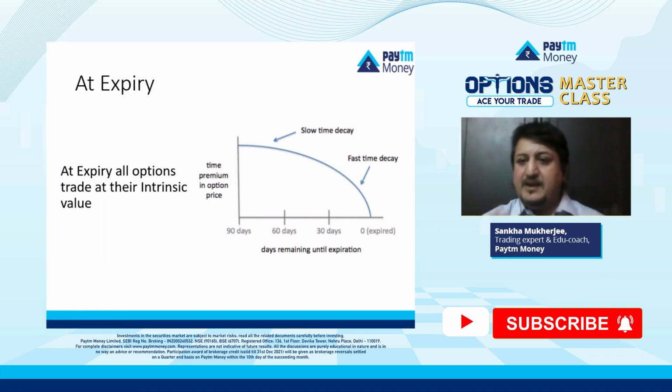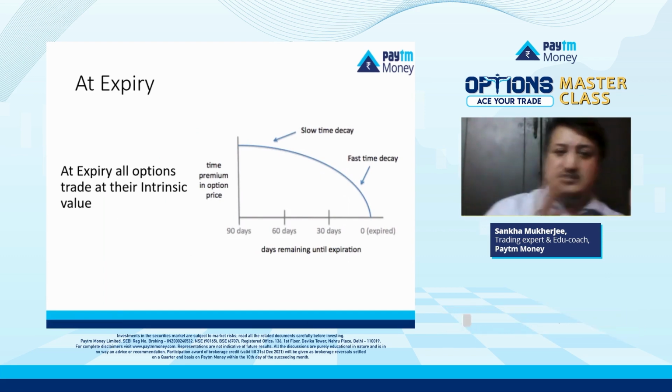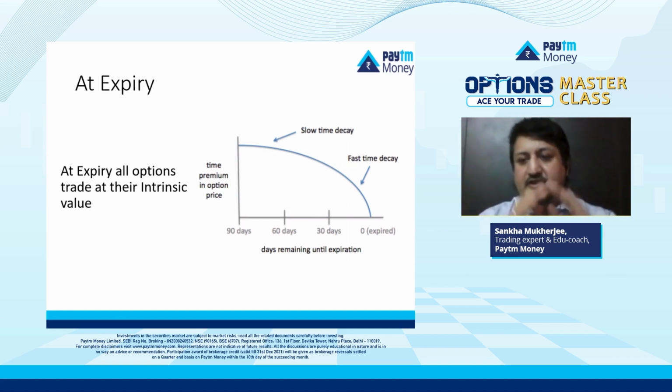At expiry, all options trade with their intrinsic value. So they trade with the strike price minus the market price of the underlying, or the market price minus the strike price. That's the difference they trade at, because with the passage of time your time value keeps on decaying. Initially, if you're trading on quarterly ones, the time decay will be very slow. As it comes closer to the expiry, it reduces drastically, it falls very fast.